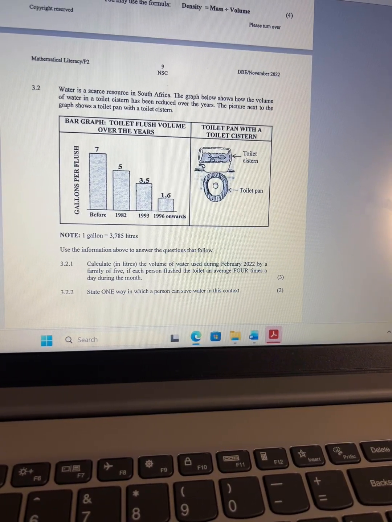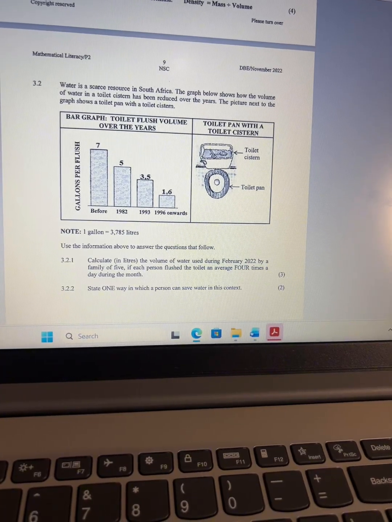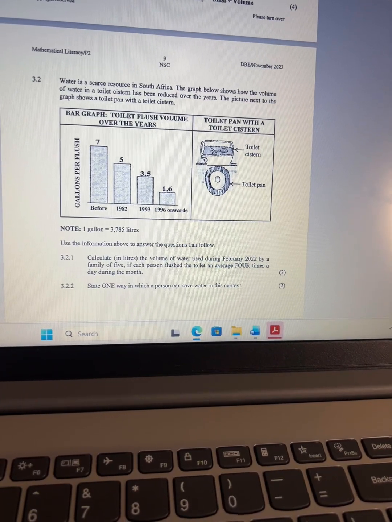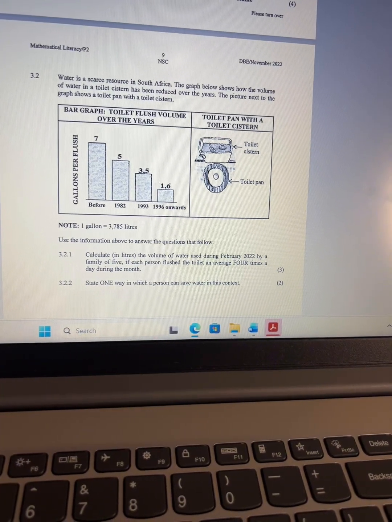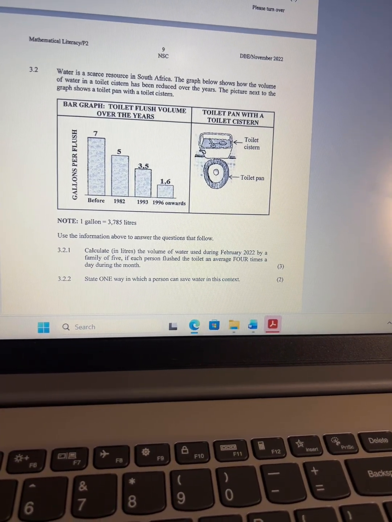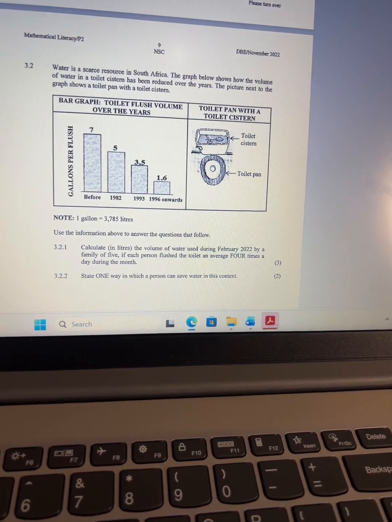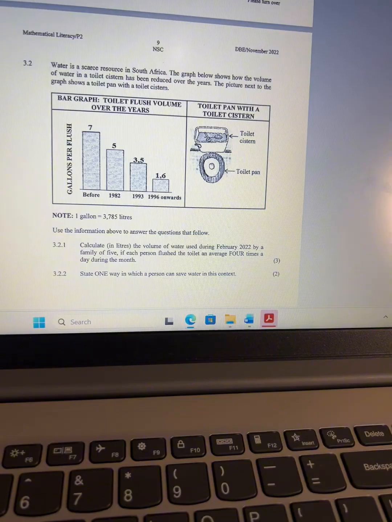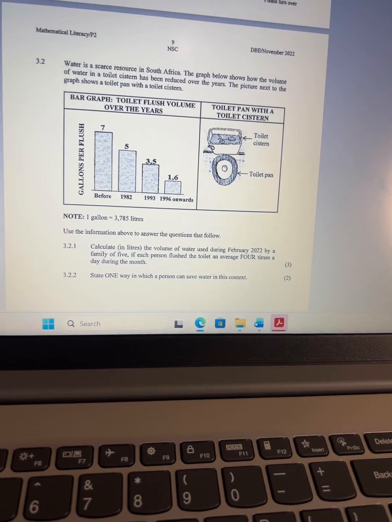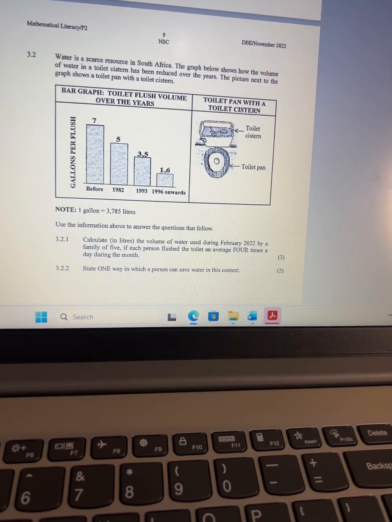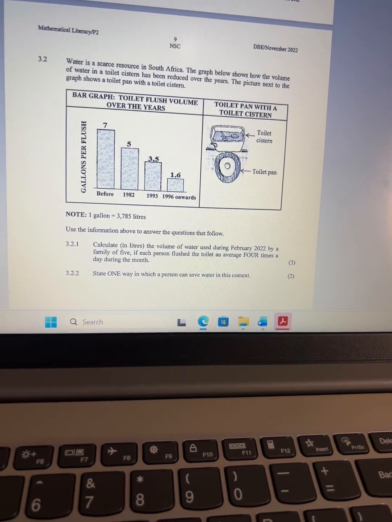They said that the bar graph shows toilet flush volume over the years, in gallons per flush. Before it was 7, in 1982 it was 5, in 1993 it was 3.5, and from 1996 onwards it was 1.6. Then toilet pan with a toilet system. They've shown their drawing. Then they gave us the note. The note is given information. We use it when we do the conversions.